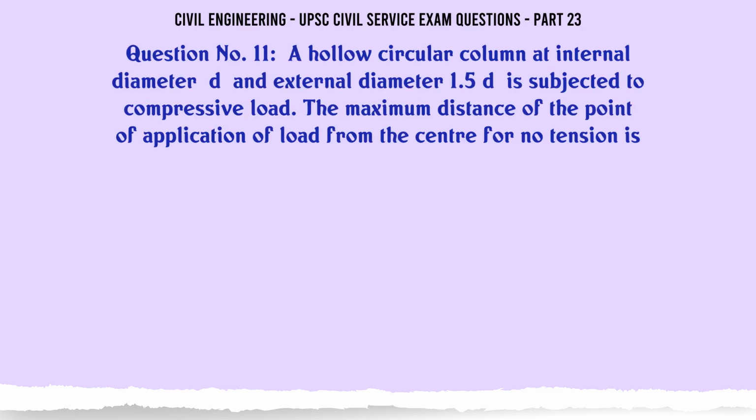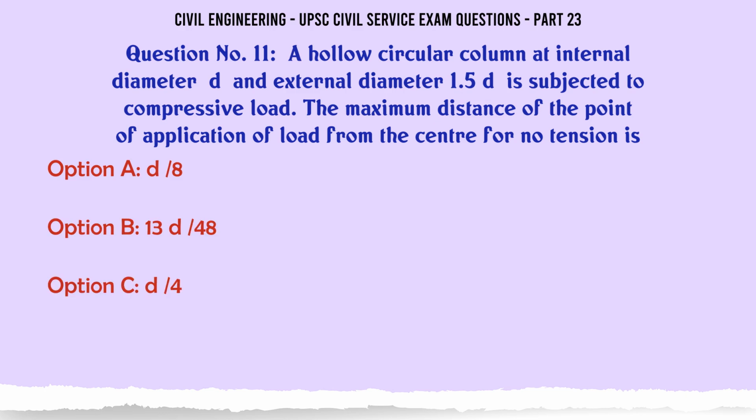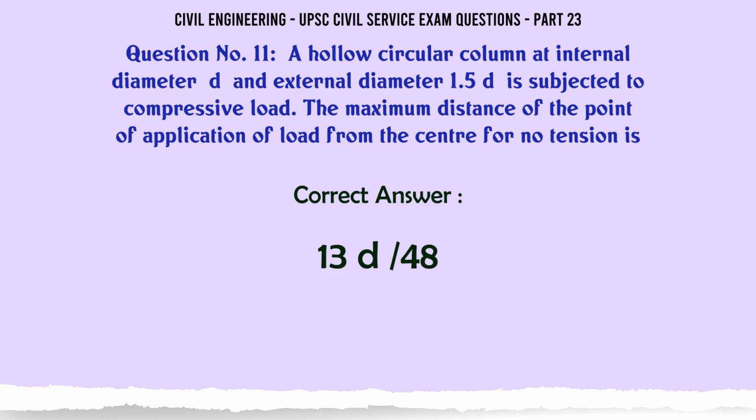A hollow circular column of internal diameter d and external diameter 1.5d is subjected to compressive load. The maximum distance of the point of application of load from the center for no tension is A. d/8, B. 13d/48, C. d/4, D. 13d/96. The correct answer is 13d/48.